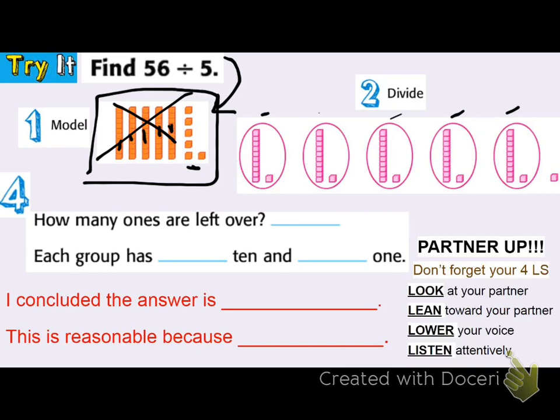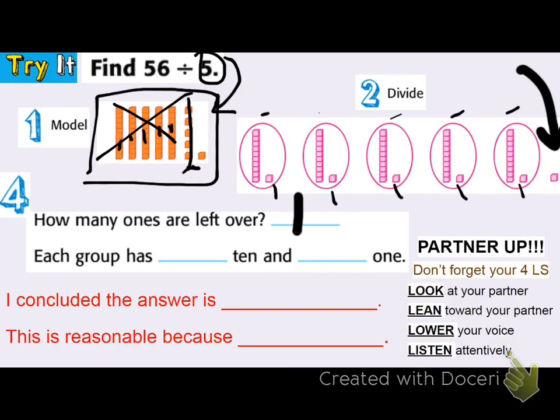I still have 6 ones to put into those 5 groups. Well, 1, 2, 3, 4, 5 groups. Each of them will get at least 1. And then, of course, you can see way over here that there's 1 left over. So, how many ones are left over? Well, there's 1 left over. 1 cannot be split up into those 5 equal groups, because we're not dealing with decimals or fractions quite yet.